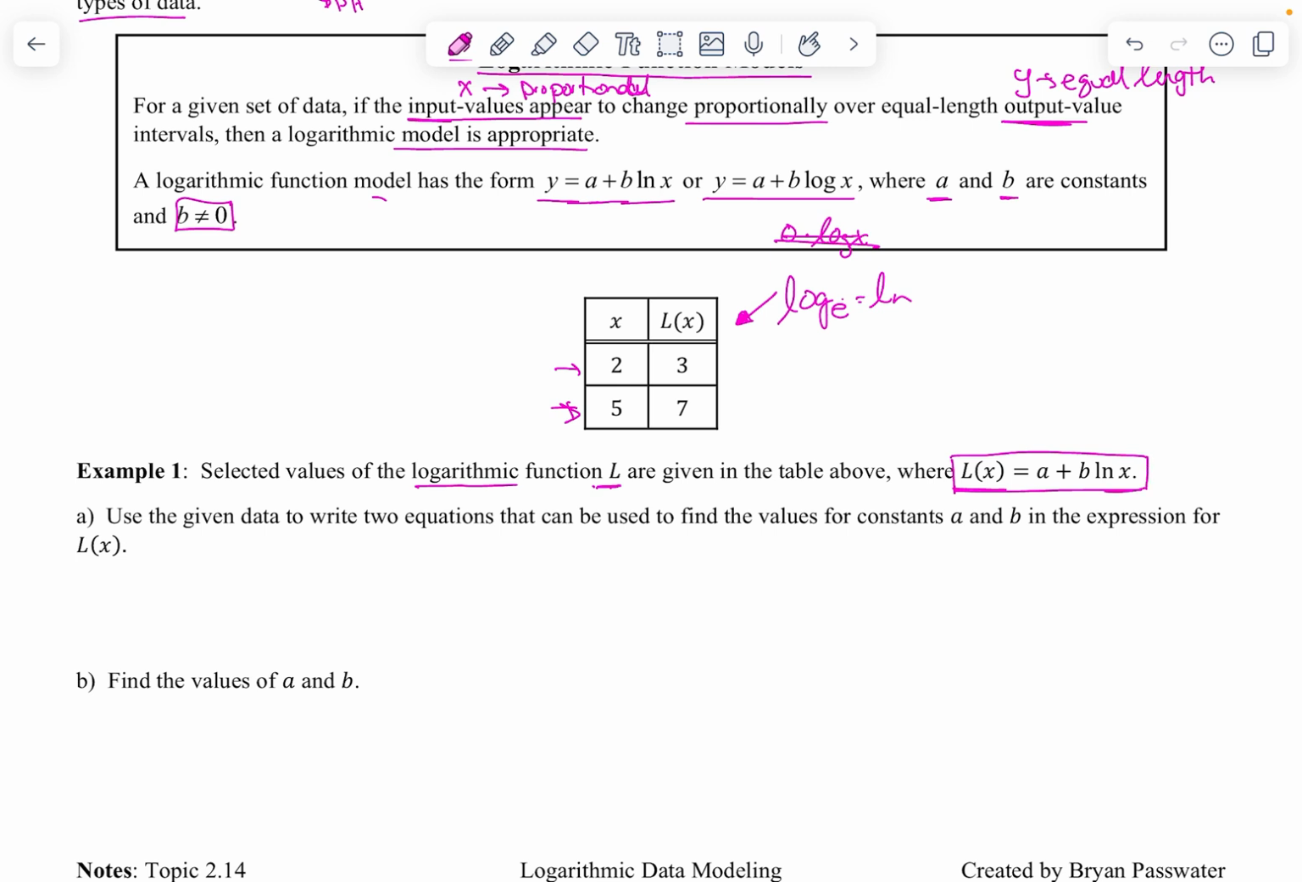L of x equals a plus b ln of x. So we're going to use the given data to write two equations that can be used to find the values for the constants a and b in the expression. This is the same stuff that we've done before. I'm going to use one set of data points, so L of 2. I'm going to use the 2, 3, and I'm going to plug it in.